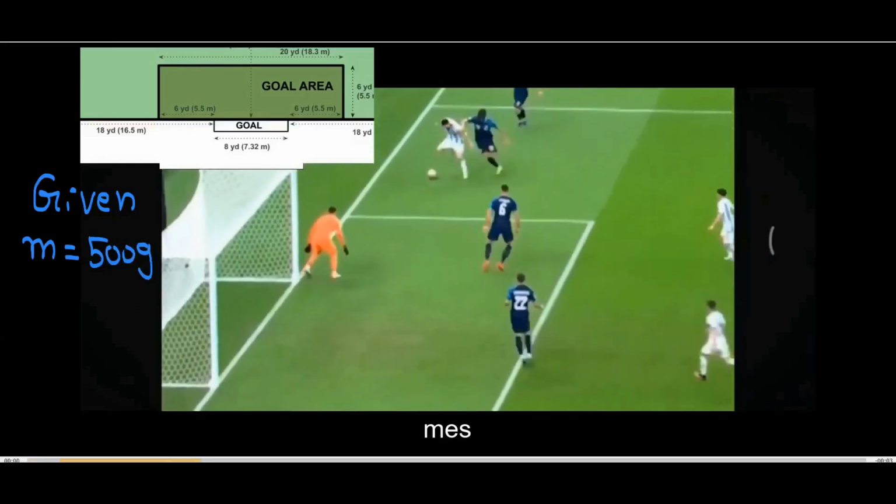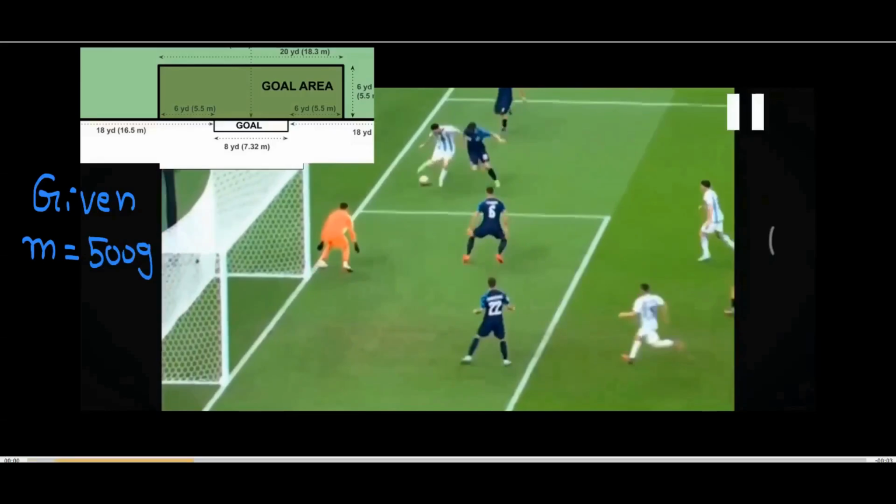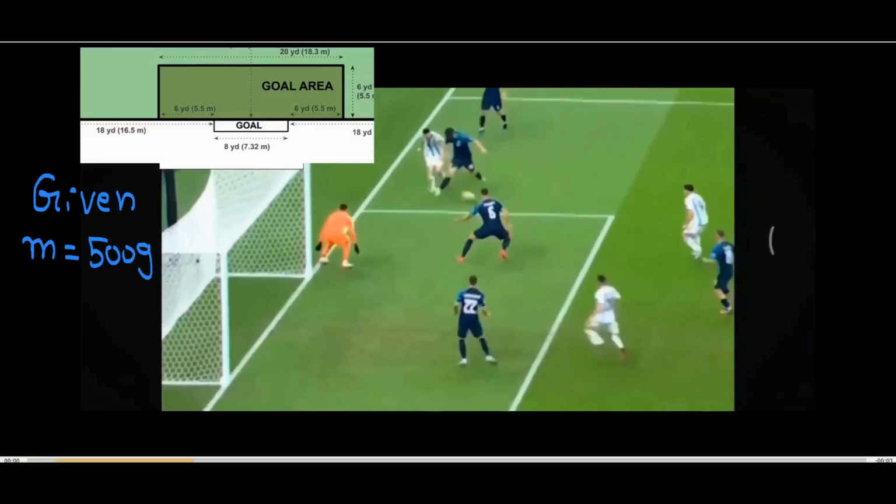What else data do we need? Velocity of the ball when kicked. Velocity of the ball when it is passed, correct or not? We need two velocities now. One velocity is the passing velocity, another is the kicking velocity, the hitting velocity. Shooting velocity we should know, correct or not?